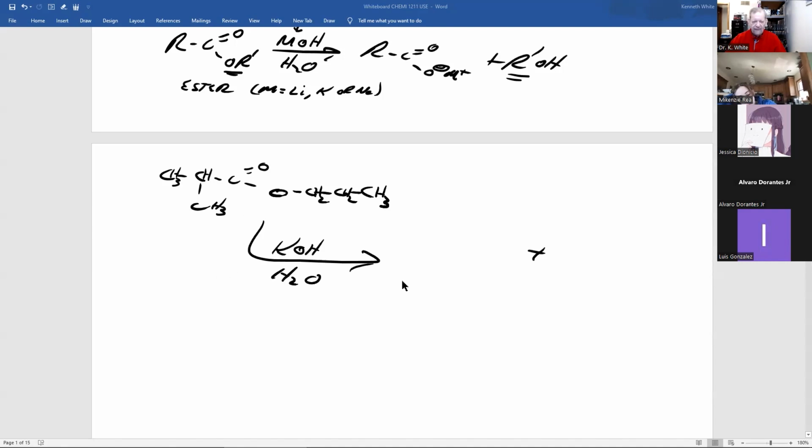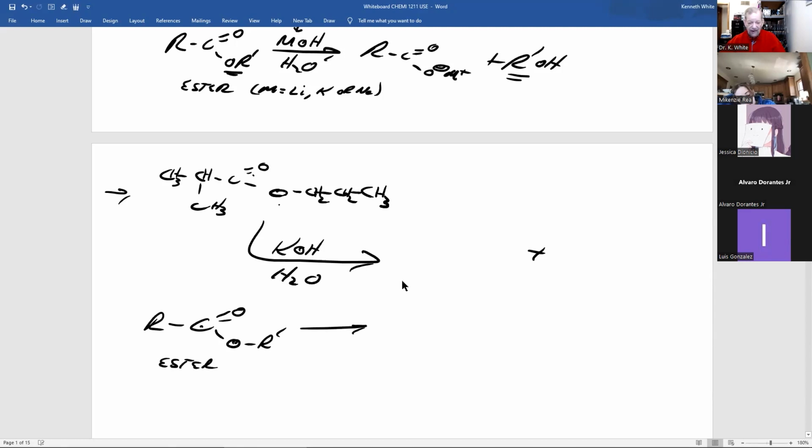All right, let's take a look at this. We look at the starting material. What's different? Ooh, carbonyl, oxygen. It's the same carbonyl carbon. On the oxygen, I have carbons. On the carbonyl carbon, I have carbons. And ester.